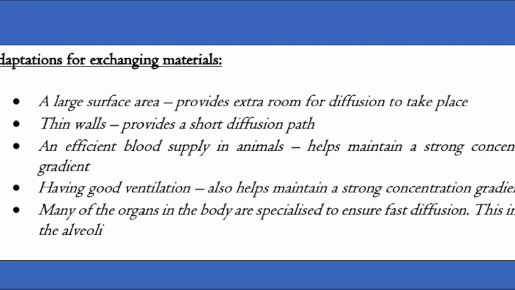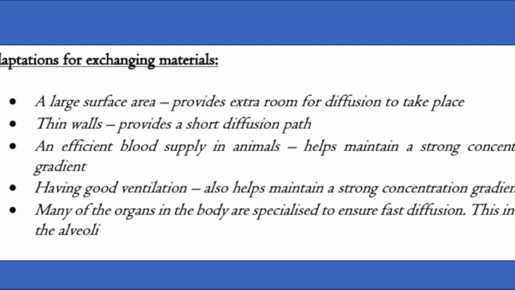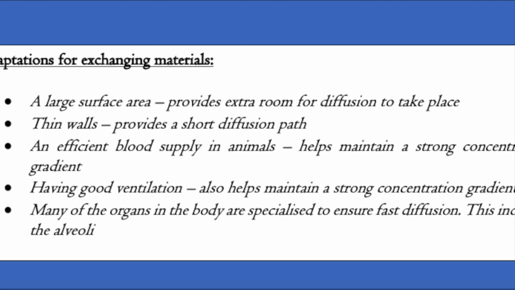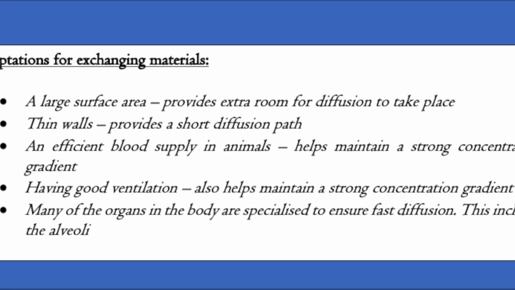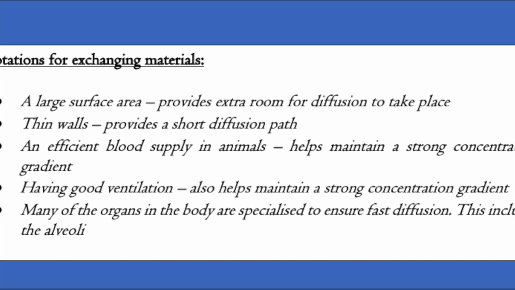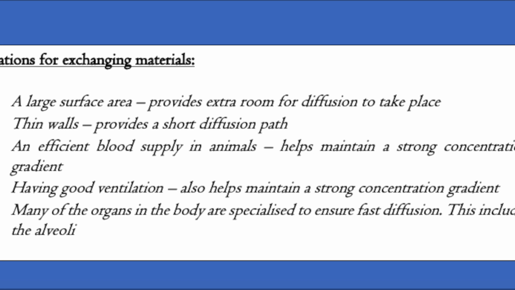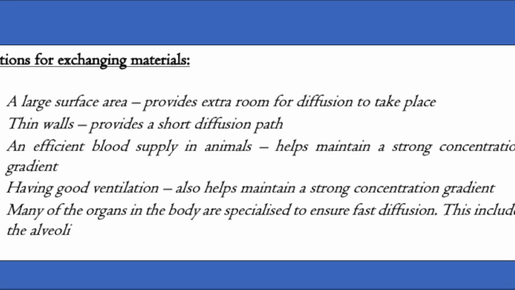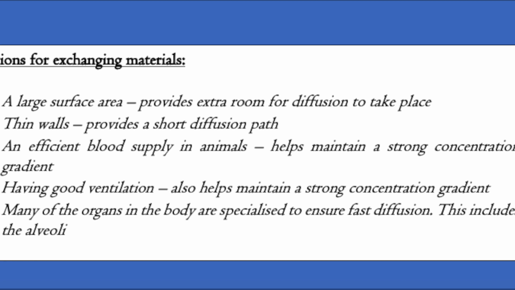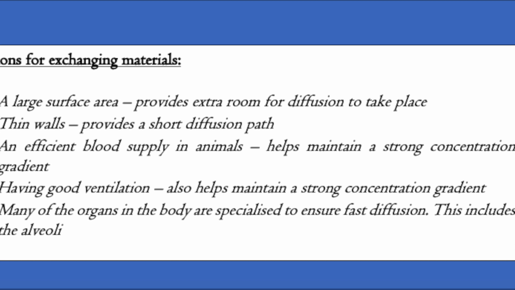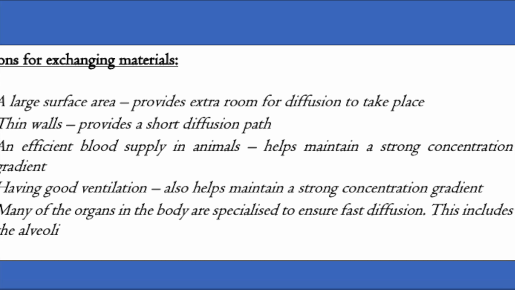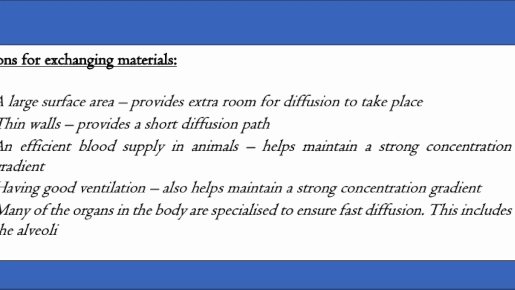So for example, you can have a large surface area, and it can also be thin because that provides a faster diffusion path. Having an efficient blood supply in animals means that the concentration gradient for diffusion is maintained. Being ventilated in animals also makes gas exchange more efficient as a steep concentration gradient is maintained. And many of the organs in the body are specialised for material exchanges, including the lungs.